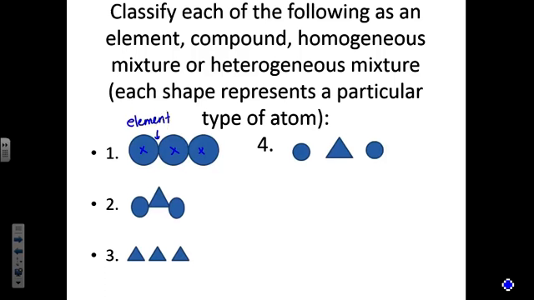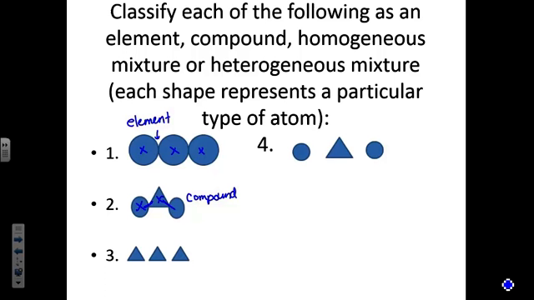In number 2, this should look somewhat familiar from a couple slides back. This has a circle and a triangle, and they're chemically bonded together. So it's not an element. And it's also not a mixture because I only have 1 type of substance. I'm only looking at 1 molecule there. I happen to see that it has 2 different types of atoms, which helps me to identify that this is a compound.